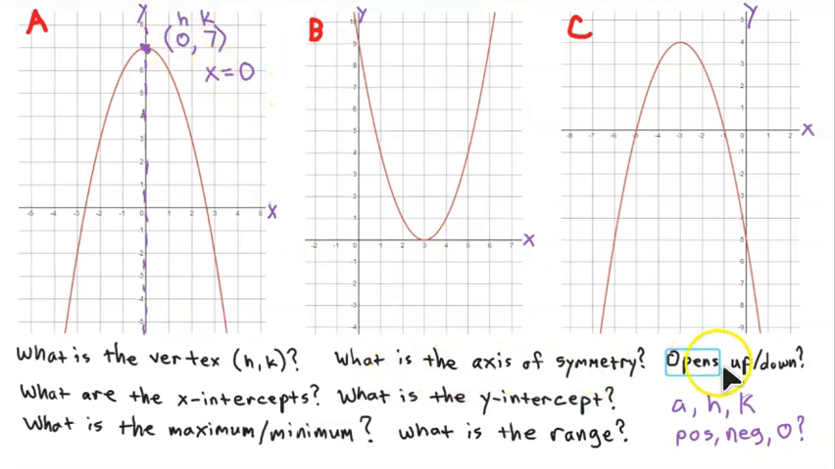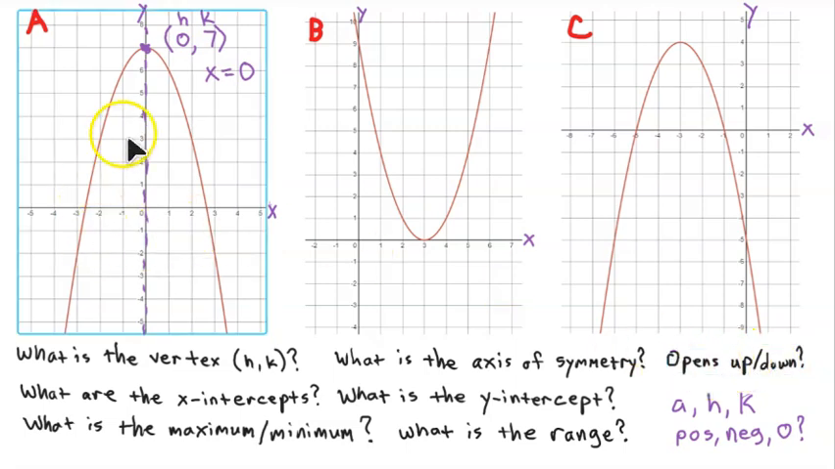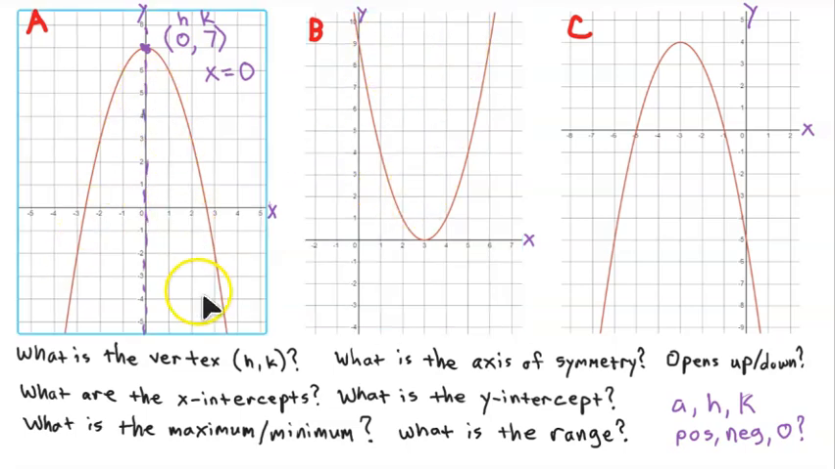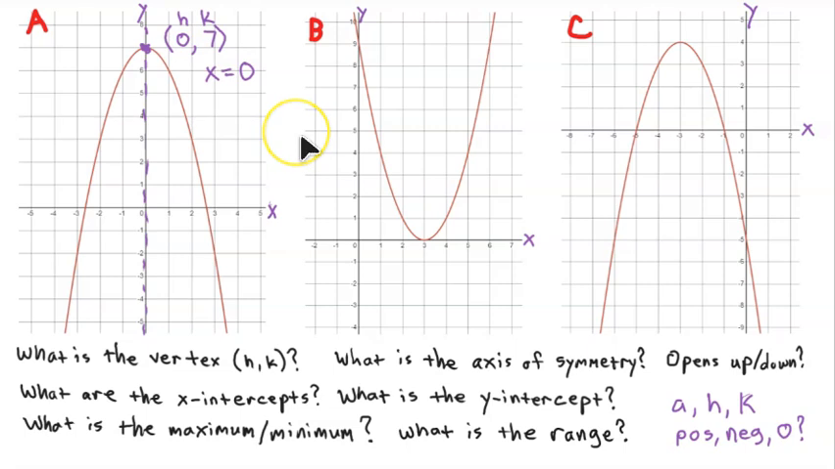Then, does this open up or down? Up opens like a cup, and down like a frown. So this opens downward, and because it opens downward, that means something very important: a is negative. I'll explain that later.